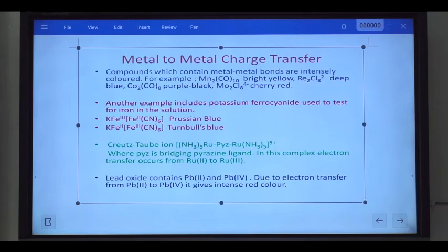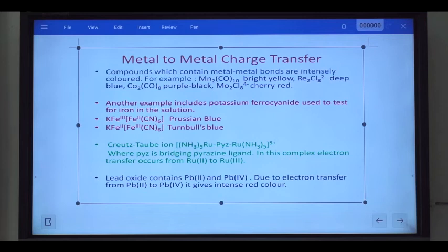So in this case, the ligands which are attached, that is carbonyl and chlorine, have nothing to do with the color. Only the transitions which take place between the two metal ions having different oxidation states matter. So that is why this kind of charge transfer is known as metal to metal charge transfer.